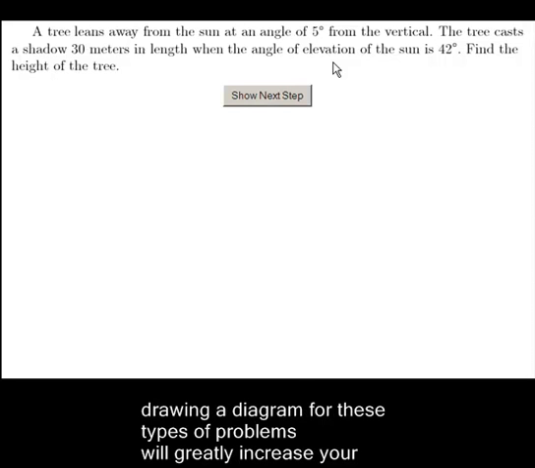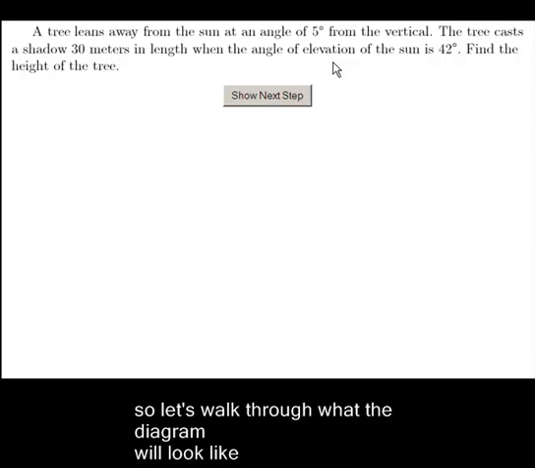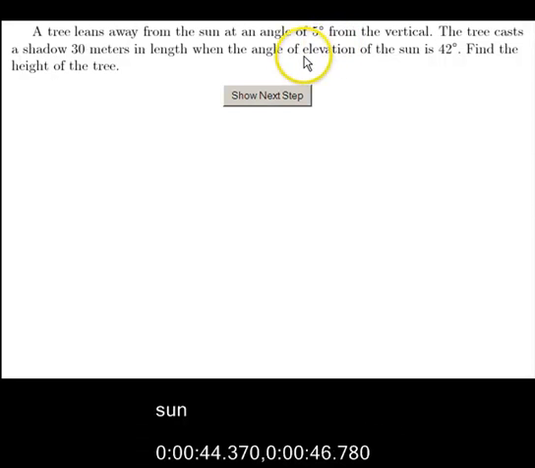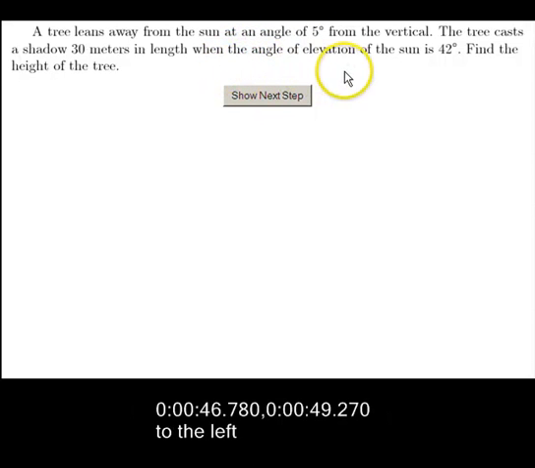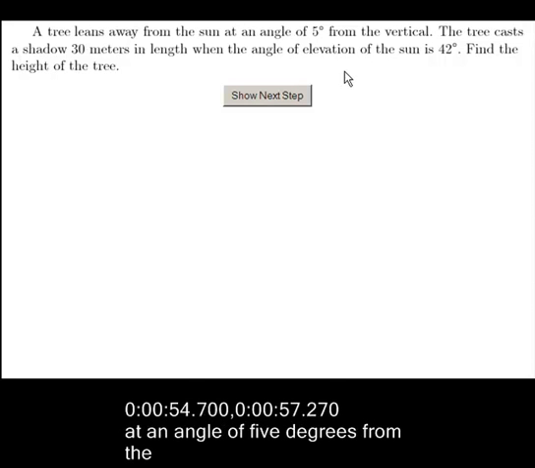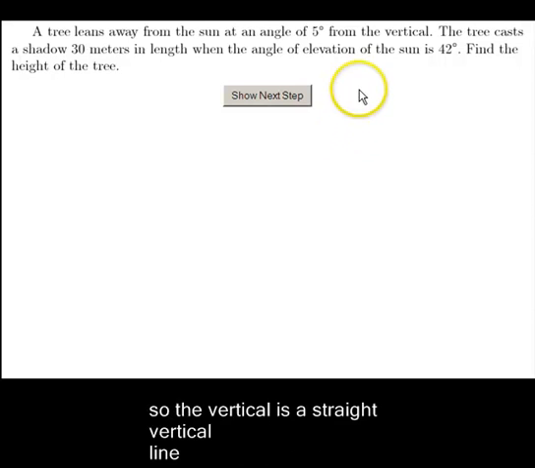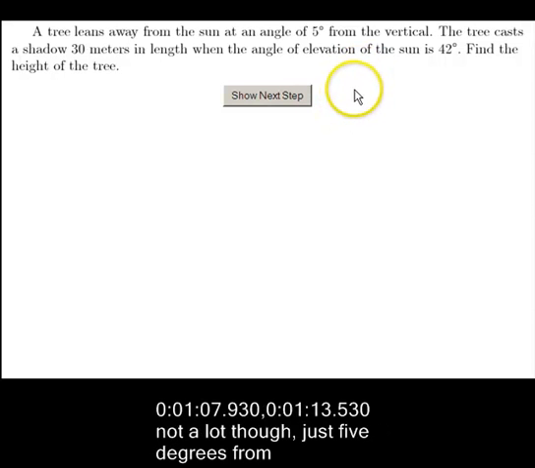Drawing a diagram for these types of problems will greatly increase your success at finding the correct solution. So let's walk through what the diagram will look like. We have a tree leaning away from the sun. Let us assume the sun is over here to the left, and the tree is over here, and it is leaning away from the sun at an angle of 5 degrees from the vertical. The vertical is a straight vertical line. So if the tree is leaning away from the sun, it's leaning here to the right a little. Not a lot though, just 5 degrees from the vertical.